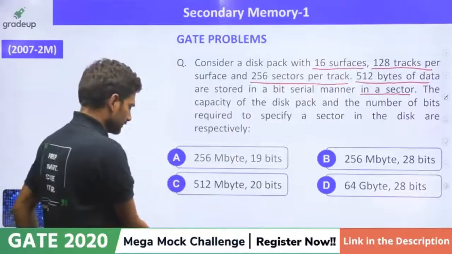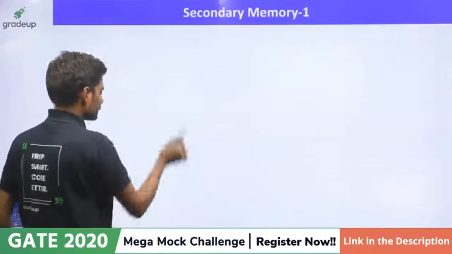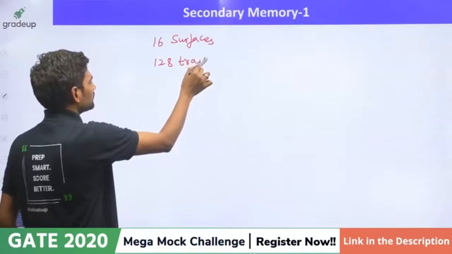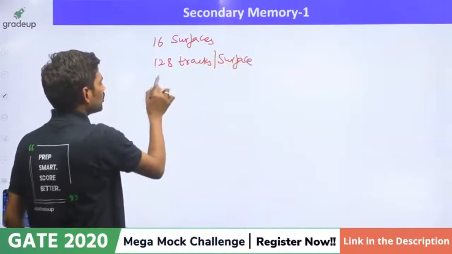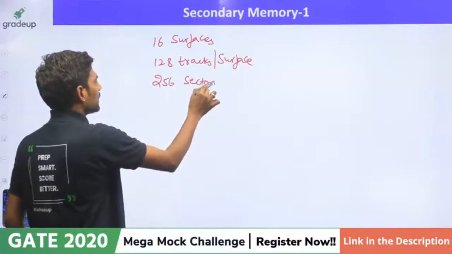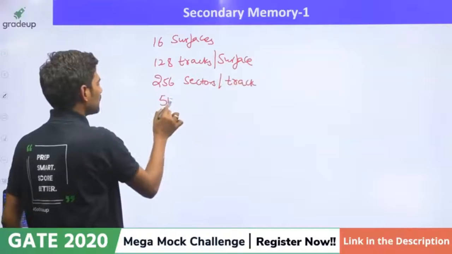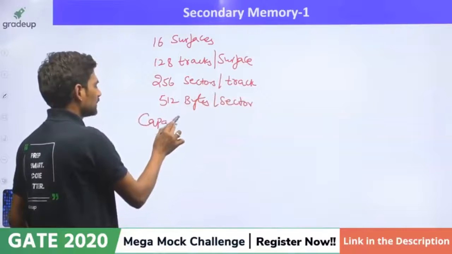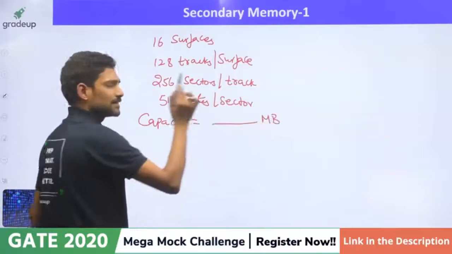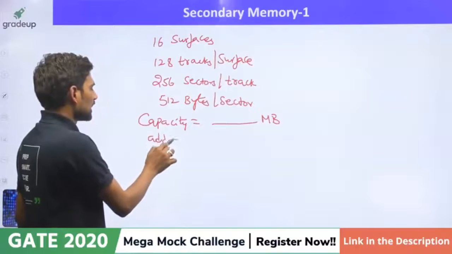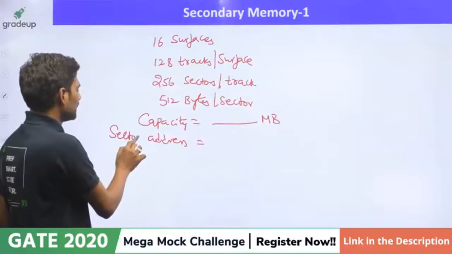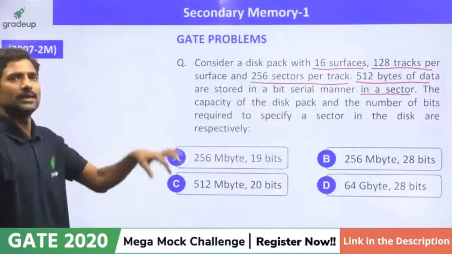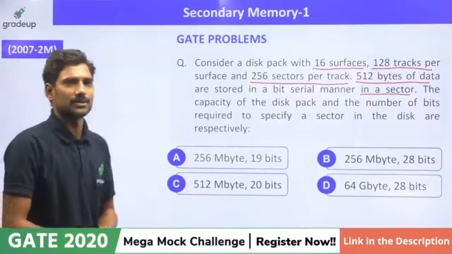Okay? Right. So let's see this problem. Disk specifications are given. 16 surfaces, 128 tracks per surface, 256 sectors per track, and 512 bytes per sector. So now we want the capacity of the disk pack in megabytes, and the address length for every sector, how many bit address should be given. I will show the question once again. You can just quickly see this question. It's a 2007 GATE question.